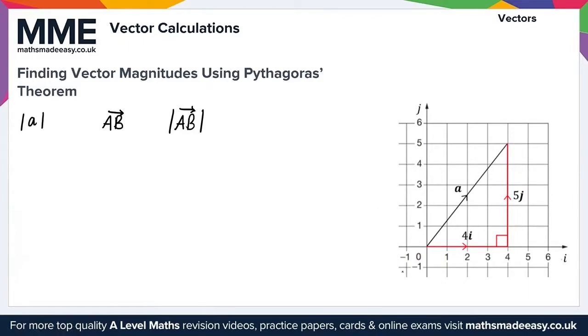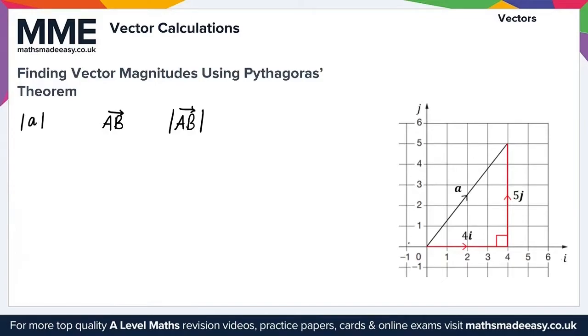Now, if we use this diagram here, we can help visualize what the magnitude represents. We notice here that the i and j components form a right angle triangle. So the i and j components of a vector form a right angle triangle. And remember, with a right angle triangle, we can use Pythagoras' theorem and basic trigonometry. So we can use Pythagoras' theorem here to find the magnitude, which represents the length of the vector.